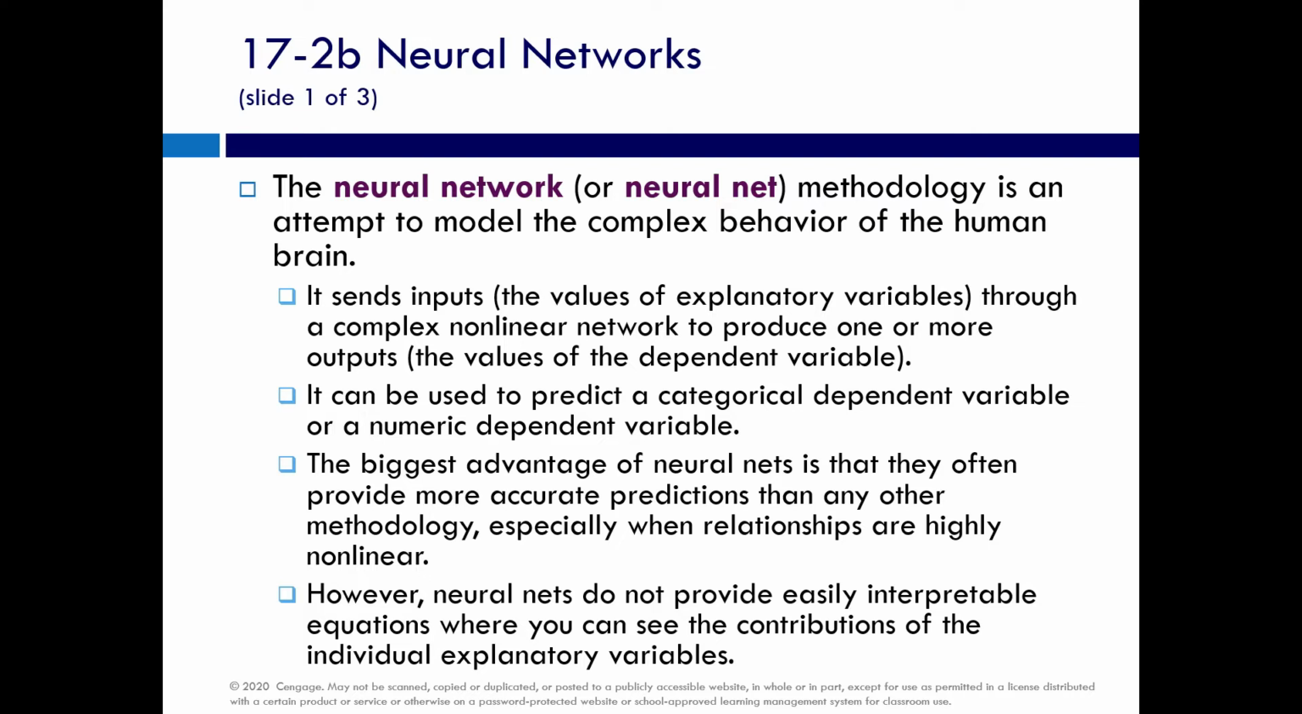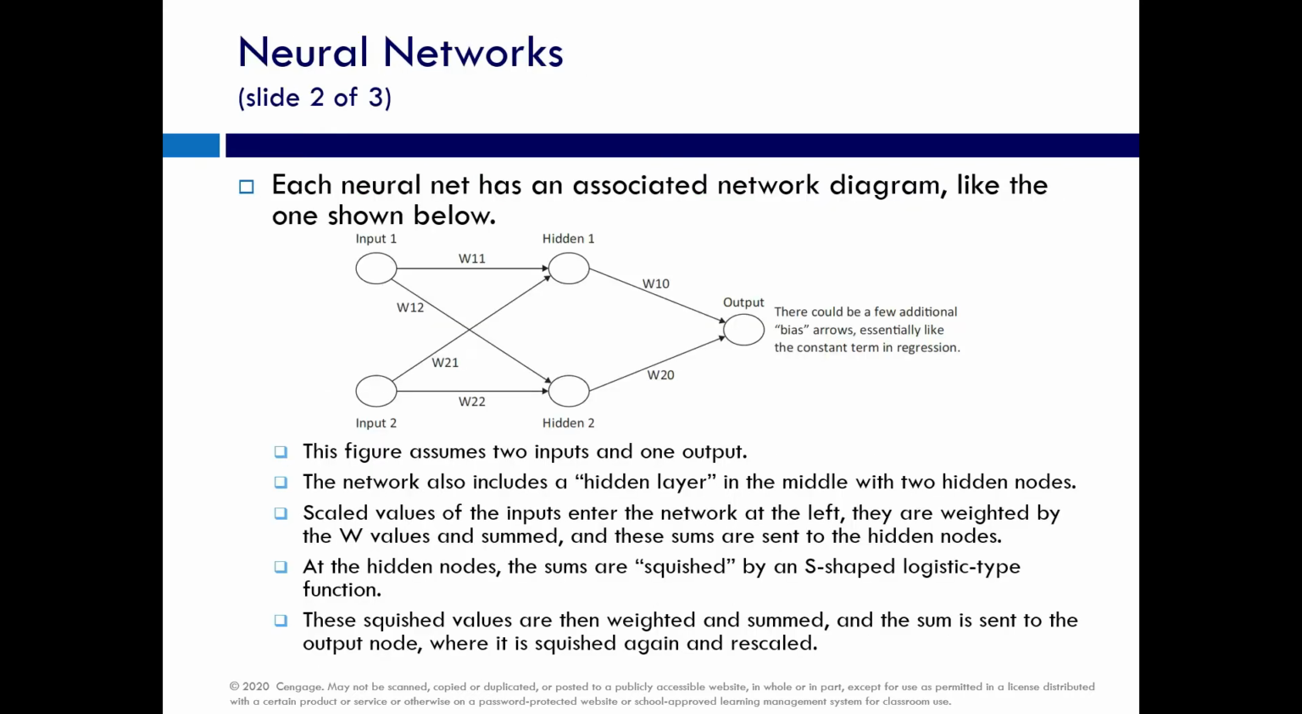The biggest advantage of the neural net is that it often provides more accurate predictions than other methodologies. However, neural nets do not provide easily interpretable equations where you can see the contributions of the individual explanatory variables. Each neural net has an associated network diagram like the one below.